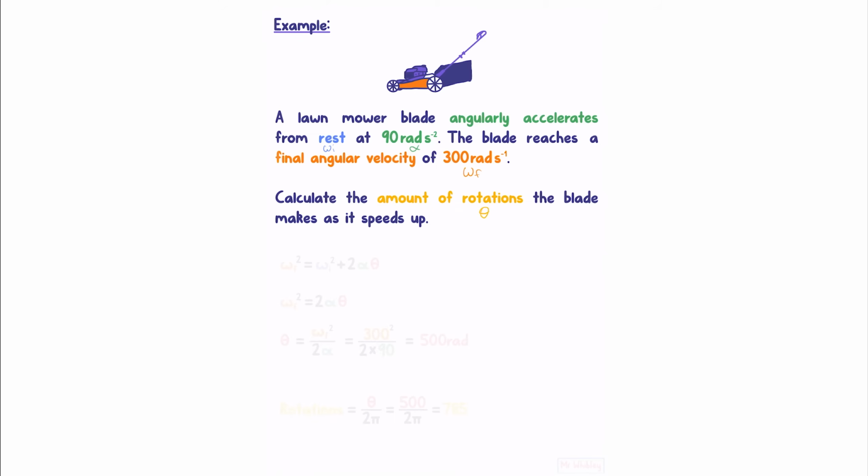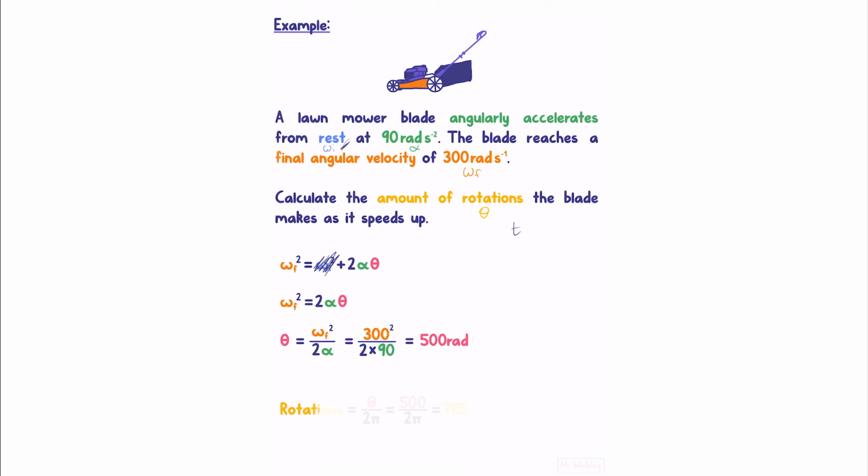The thing we don't have and don't care to find is our time, so we're going to choose the one kinematic equation that doesn't have time, which is this one here. Because our initial angular velocity is 0, since it starts at rest, we can cancel out this term. And now to solve for our angular displacement, we just need to divide both sides by 2 alpha. Putting our numbers in gives us 500 radians.